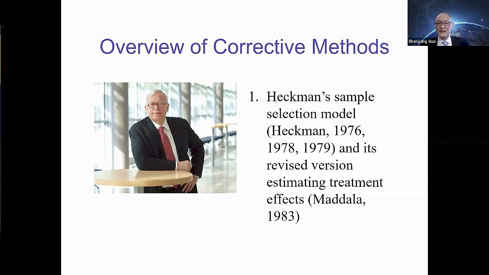James Heckman, professor of economics from the University of Chicago, won the Nobel Prize for developing this model in the year 2000. And actually, there have been 3 great economists who won the Nobel Prize. In addition to James Heckman, we have Joshua Angrist, who won the Nobel Prize in the year 2021, and Guido Imbens, who won the Nobel Prize also in 2021.